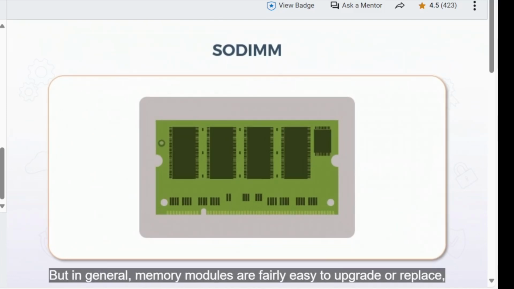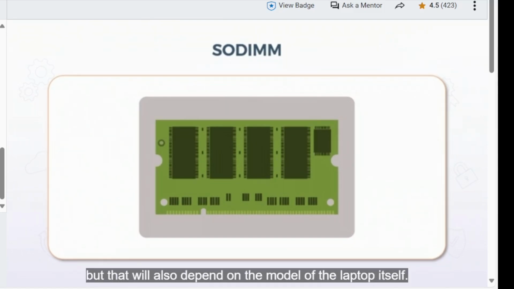But in general, memory modules are fairly easy to upgrade or replace, but that will also depend on the model of the laptop itself. Some may provide easier access to memory than others.